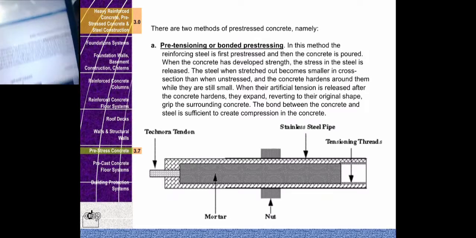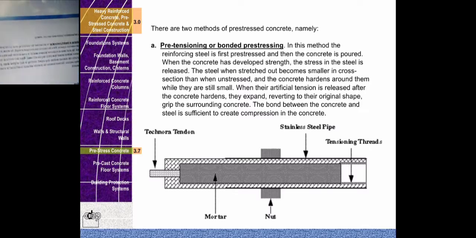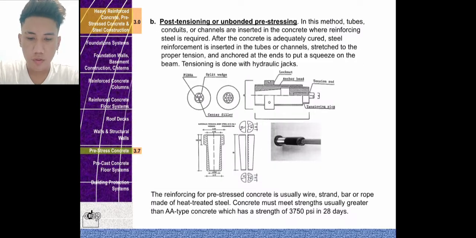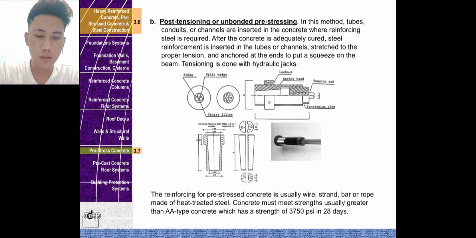The second method is post-tensioning, or unbonded pre-stressing. In this method, tube conduits or channels are inserted in the concrete where reinforcing steel is required. After the concrete is adequately cured, steel reinforcement is inserted in the tube and stretched to the proper tension, and anchored on the ends to put a squeeze on the beam. Tensioning is done with a hydraulic jack.